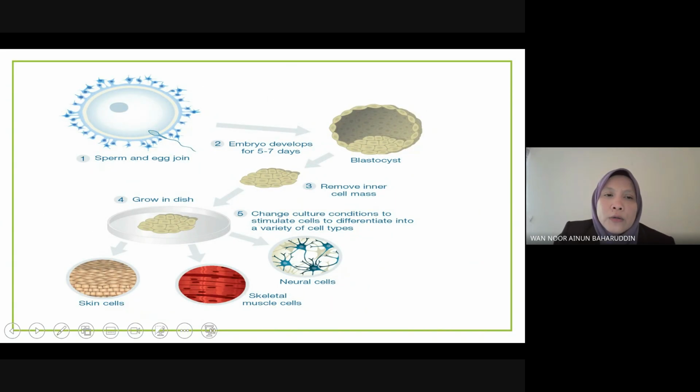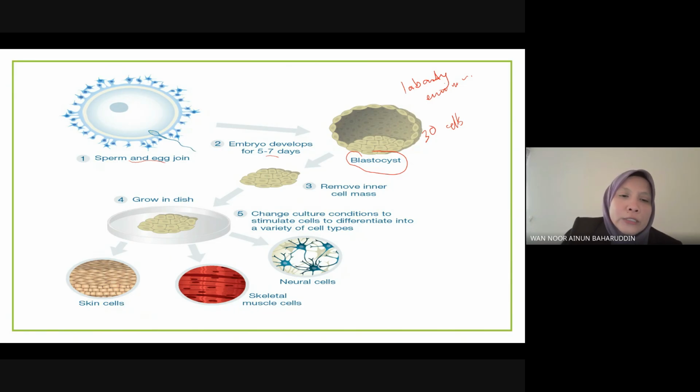Okay, this is how we want to generate embryonic stem cells. Once the sperm and egg are joined, they are incubated to develop in 5 to 7 days to produce blastocysts. Blastocysts do have 30 cells and so on. So this one occur inside the laboratory environment. So the blastocyst will have its inner cell mass removed. Okay, then they will be grown in a petri dish in vitro.